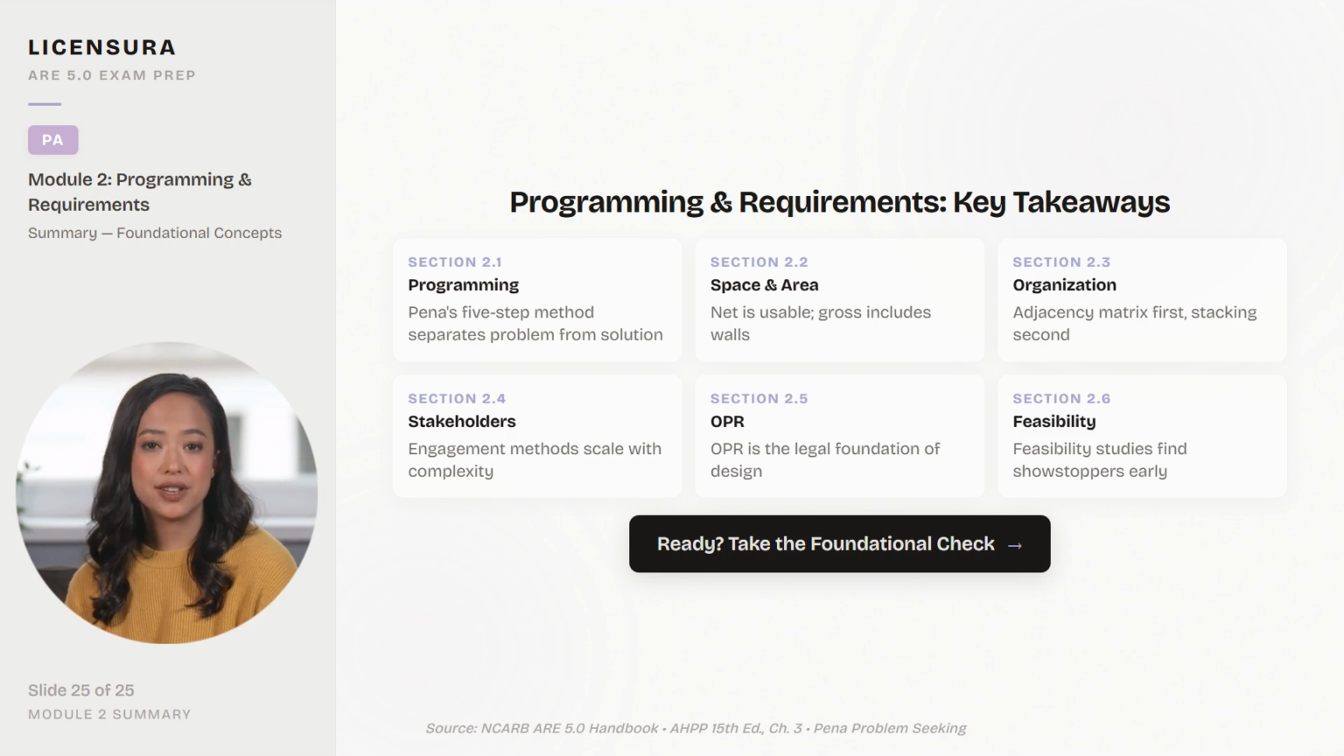Your next step is the Foundational Check quiz. Don't worry if you don't get every question right the first time. The quiz is a learning tool, and the explanations will help strengthen any areas where you're less confident. Once you're through it, you'll be ready to move into advanced concepts. You've built a solid foundation. Time to put it to the test.